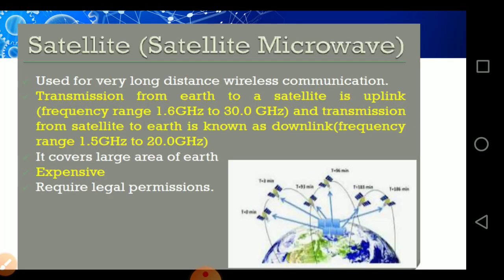So next is satellite, which is used for very long distance wireless communication. How the transmission happens here is the data from Earth is sent to the satellite, and from the satellite again it is given to the receiver. So this is actually very costly, and it also requires legal permissions, because it is being sent to the satellite. So satellite transmission of course is expensive, and it has some legal issues also.